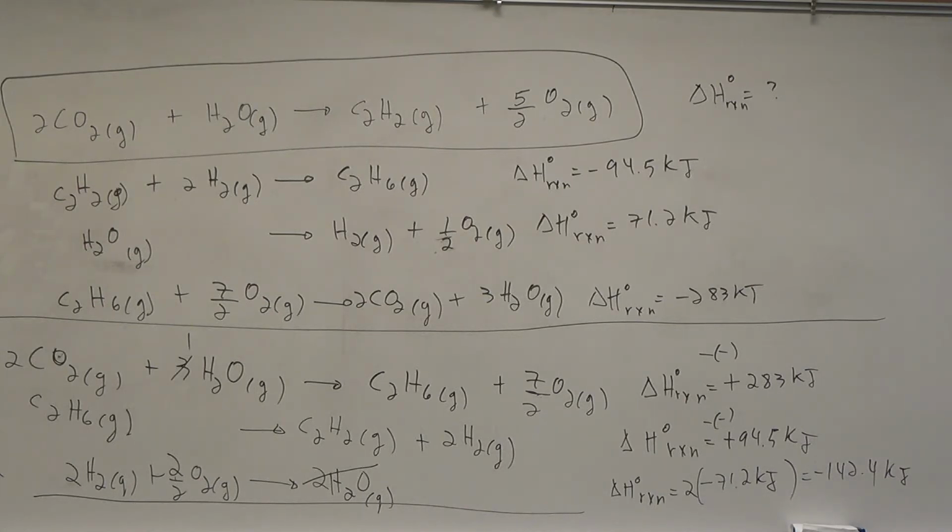Why multiply by 2 and not by 3? Because we're not trying to cancel out the water. You want one left, that's why.